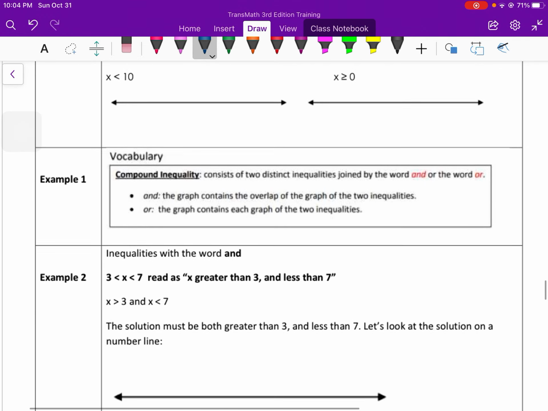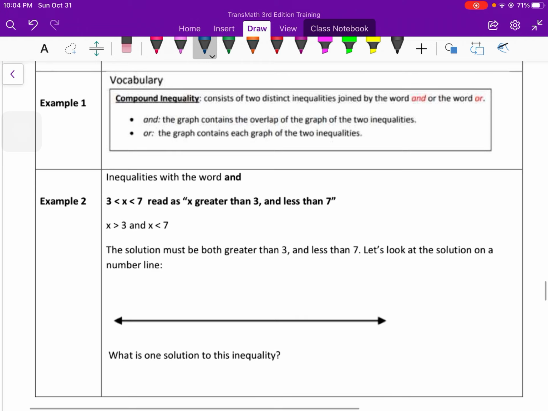Okay, I'm just going to do those two for you to check for the video's sake and moving on. Today we're talking about compound inequalities.